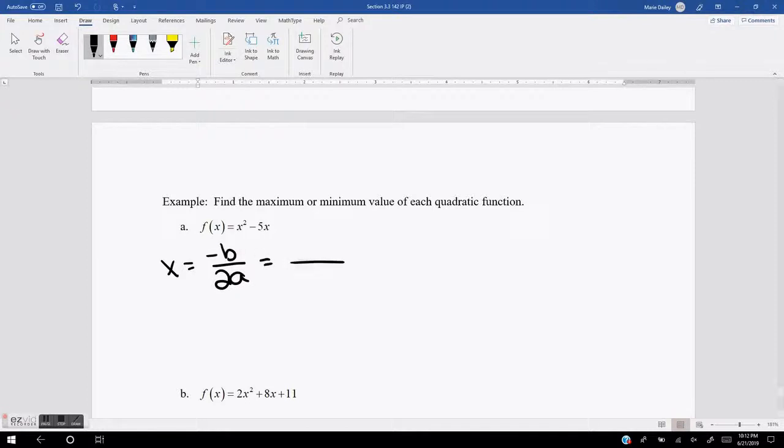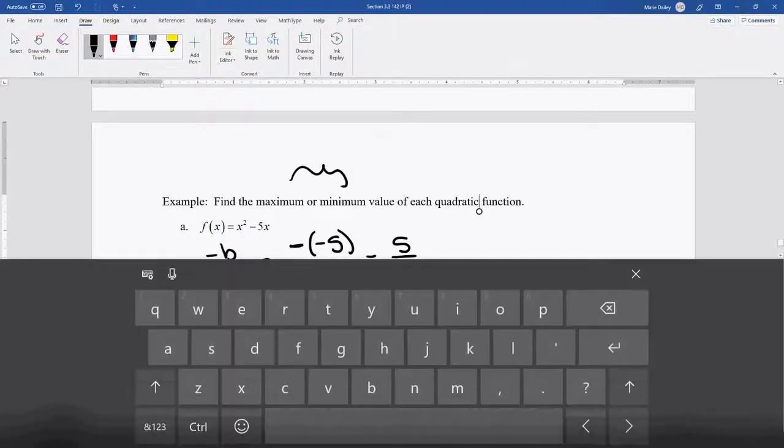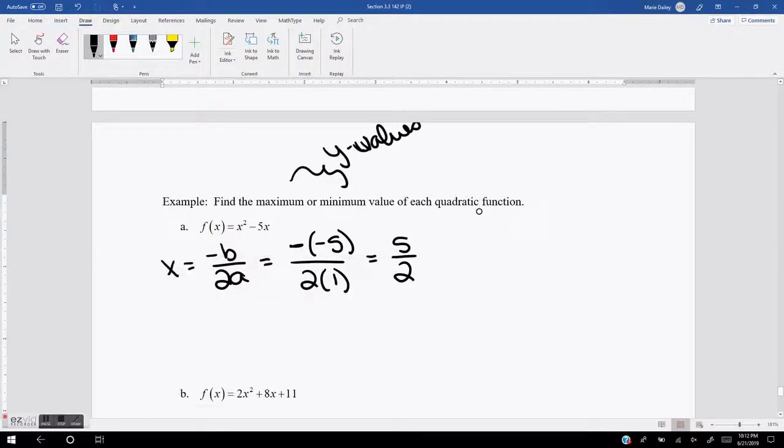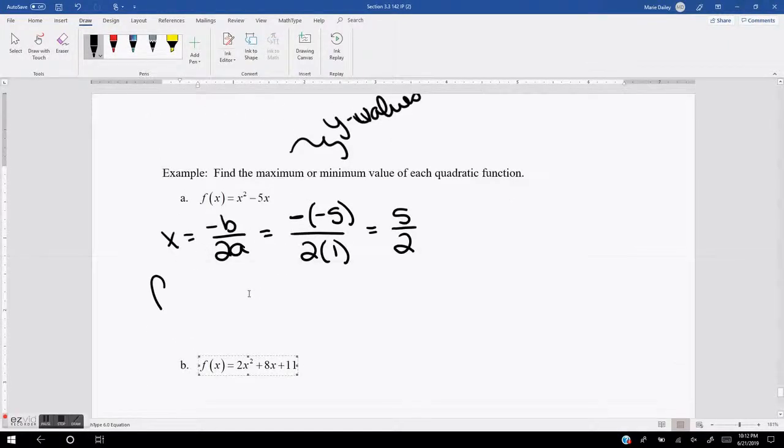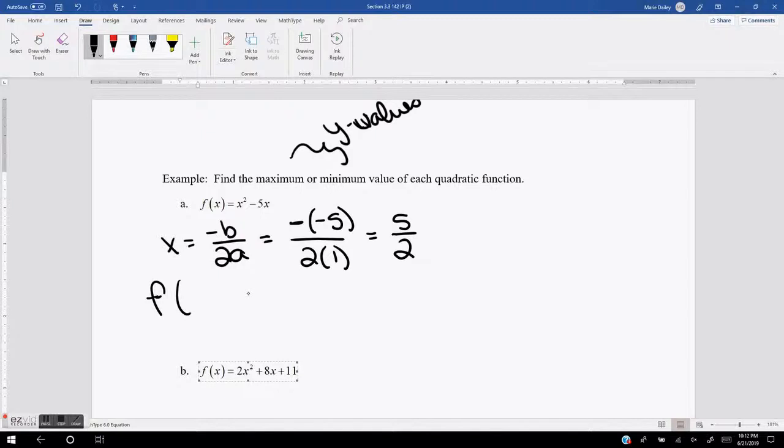So watch your signs here. This negative is part of the formula, so that's going to be -(-5) over 2 times 1, which is 5/2. So that's the x-coordinate of the vertex. So the maximum or minimum is your y values for those functions. Okay, so those are your y values. This is your x. So to find your y, you're going to stop bumping whatever you're bumping. All right, you're going to plug that 5/2 into the function.